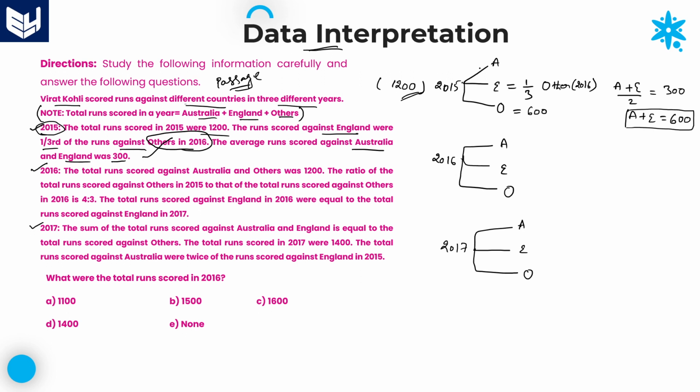Based on this 2015 information, you got the total, and also the number of runs scored against other countries, but you did not get the relationship. You got the relationship between Australia and England, but you don't know exactly what the values are. So once go to the next year, which is 2016. In 2016, the total runs scored against Australia and others was 1200. Australia plus other countries is 1200.